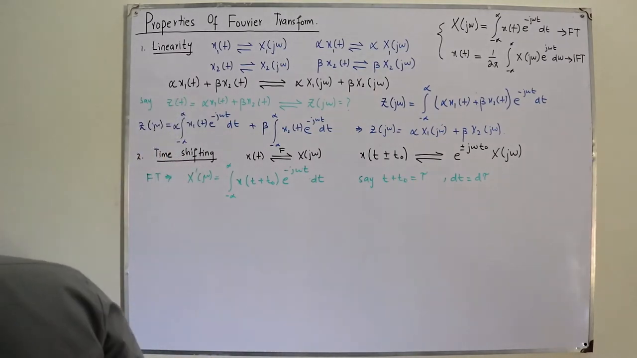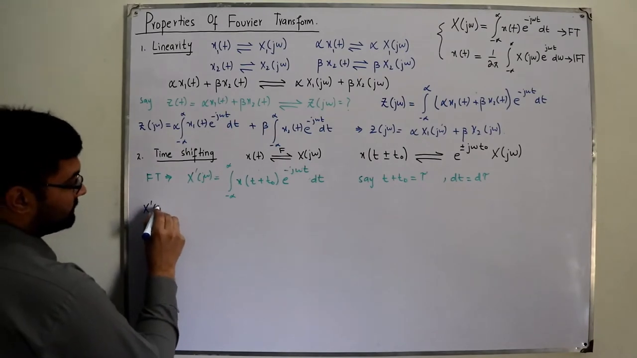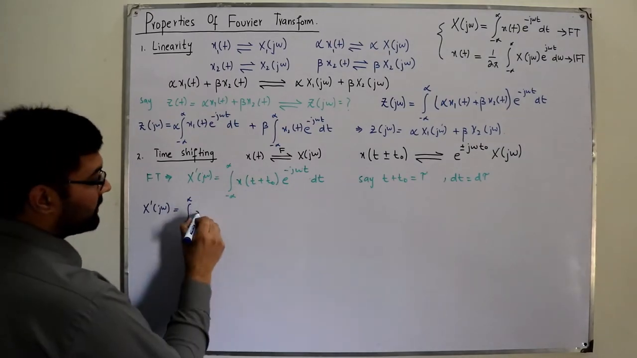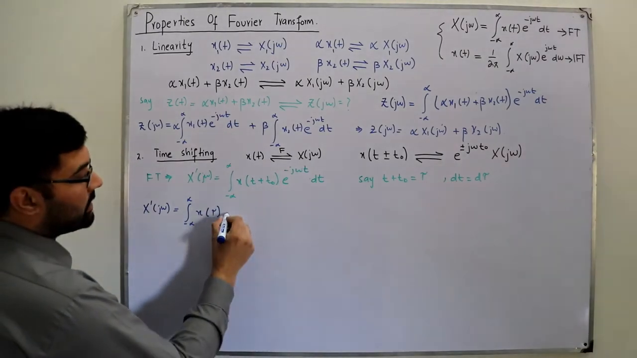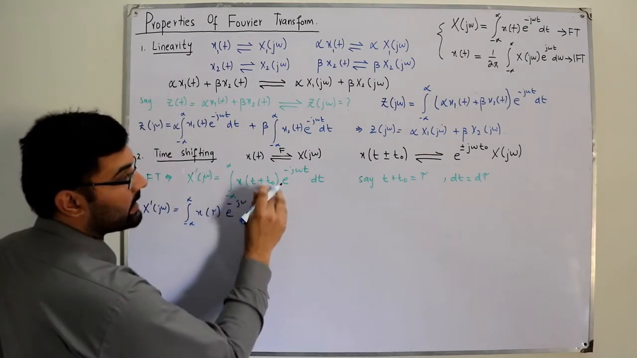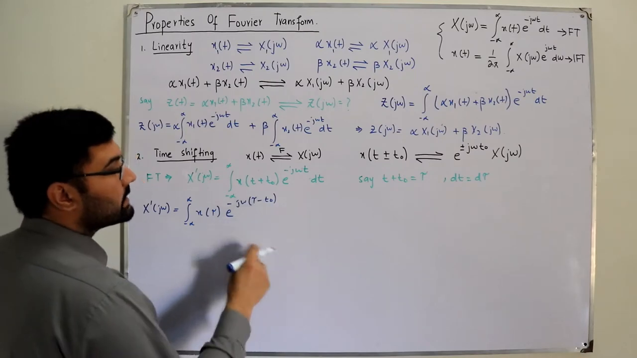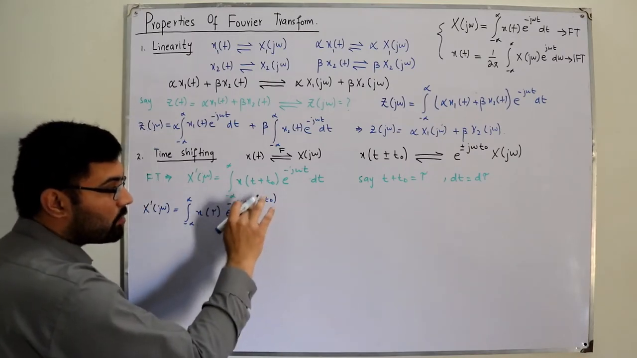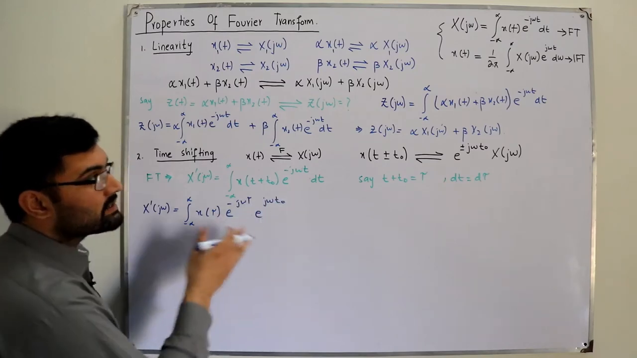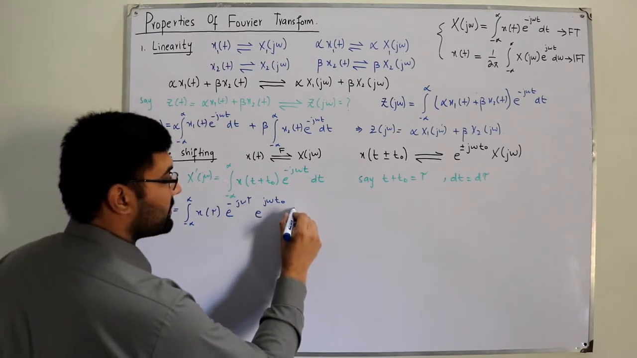So my x dash of j omega would be the integral from negative infinity to positive infinity of x of tau, and then an exponential of negative j omega in place of t, you would have tau minus t naught. Isn't it like this? Now if I split it, an exponential of negative j omega tau multiplied with an exponential of j omega t naught. And what is the next term remaining? It's dt, which was replaced with d tau.